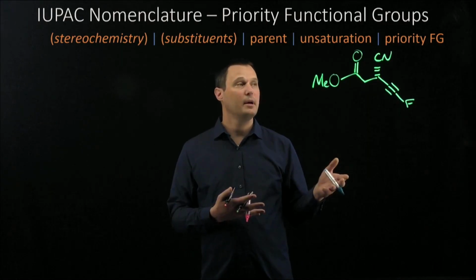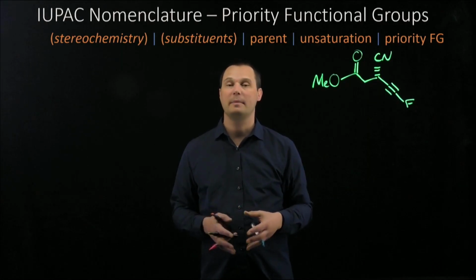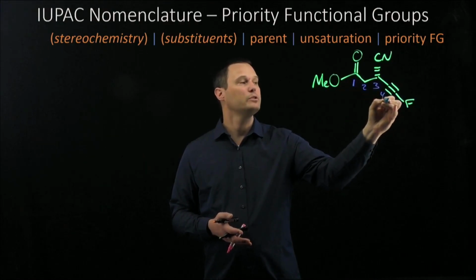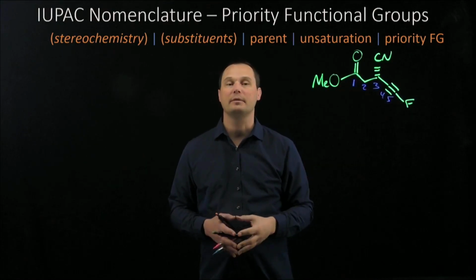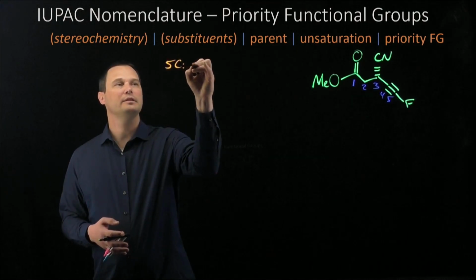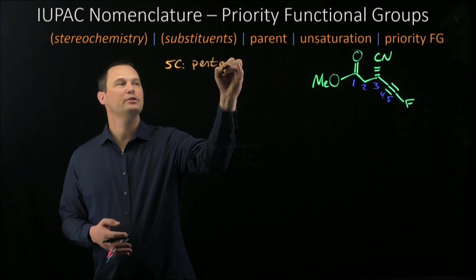The next step is to number the molecule to give the highest priority functional group the lowest possible number. The ester is another group that by definition must be carbon number 1, so we'll start with the ester and number through the 5 carbons in the molecule. Next, we name the parent hydrocarbon. There are 5 carbons in our longest consecutive chain. The name of our 5-carbon hydrocarbon is pentane.